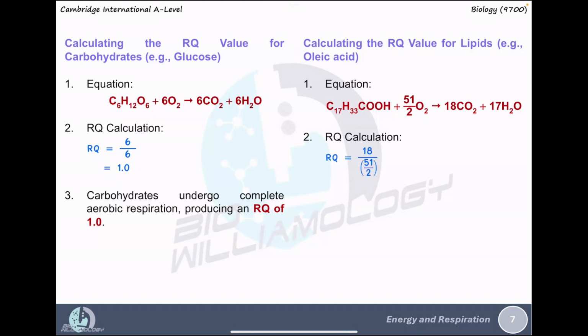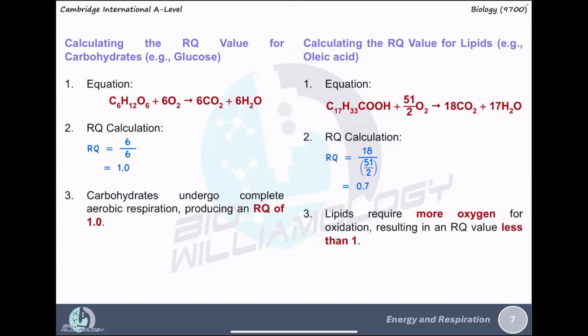In this case, it will be 18 divided by 51/2, where we get the RQ value of 0.7. So lipid requires more oxygen for oxidation, resulting in an RQ value less than 1. So 0.7 indicates that this is aerobic respiration, and the respiratory substrate is lipid.